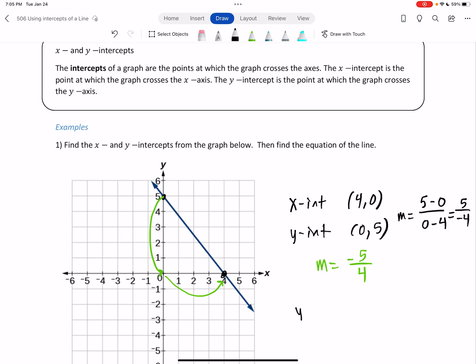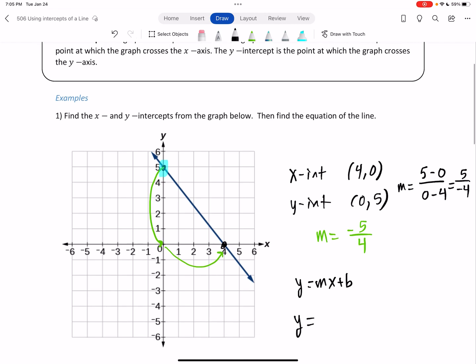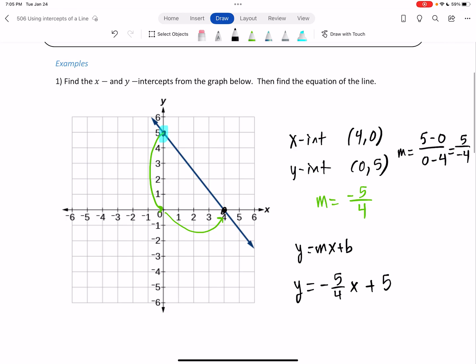Remember, the slope-intercept form of a line says y equals mx plus b. So if you found m to be negative 5 over 4, and you can see the y-intercept, 5, then you can just say y equals negative 5/4 x plus 5. If you wanted to use the x-intercept, you could use the point-slope form of the line and solve. That would be okay too. So this equation was in slope-intercept form, which is nice because we had the intercept already.